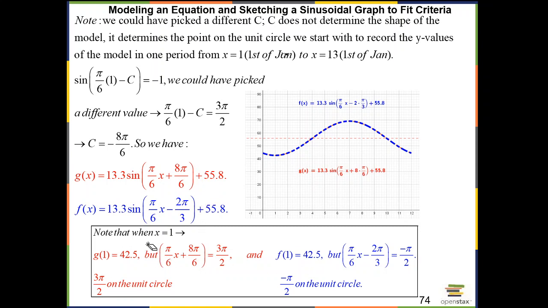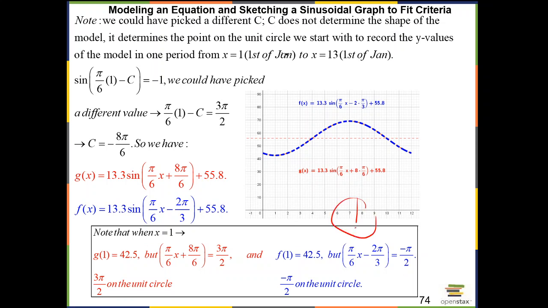You see, it says at x equal to 1, 1 here is time, it's not angle, right? 1 is time. The angle is actually pi over 6 plus that. That's where you start, right? So at 1, the angle would be 3 pi over 2 for this function. For the blue function, if x equal to 1, then this argument is negative pi over 2.